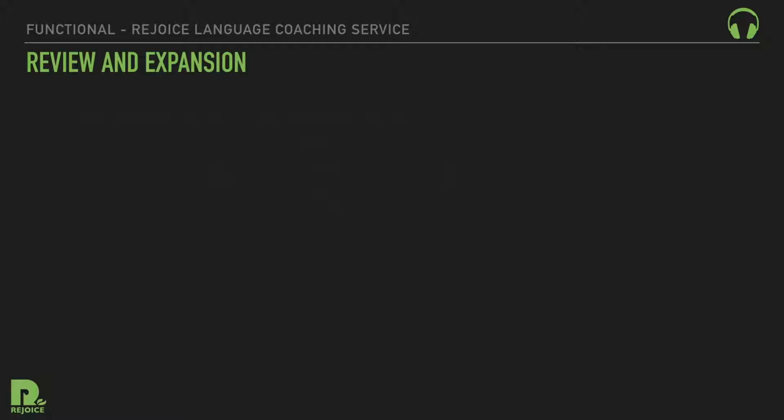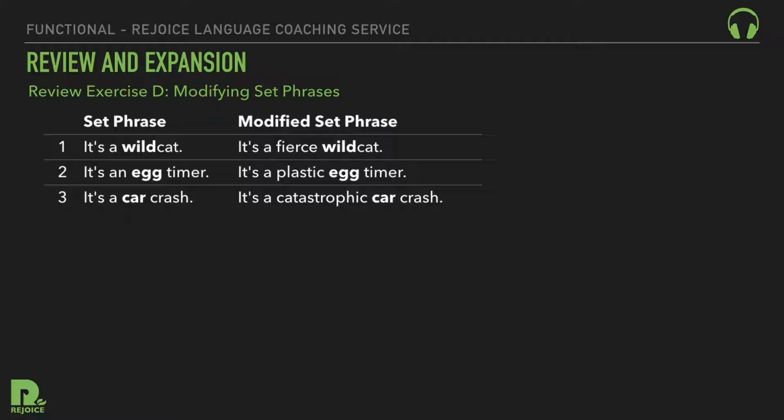Review exercise D, modifying set phrases. It's a wild cat. It's a fierce wild cat. It's an egg timer. It's a plastic egg timer. It's a car crash. It's a catastrophic car crash.